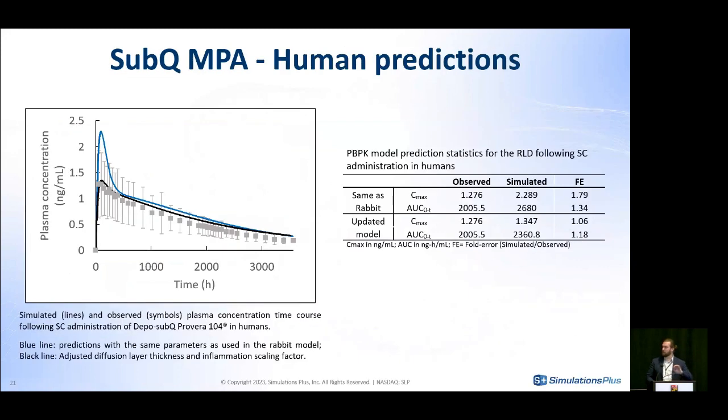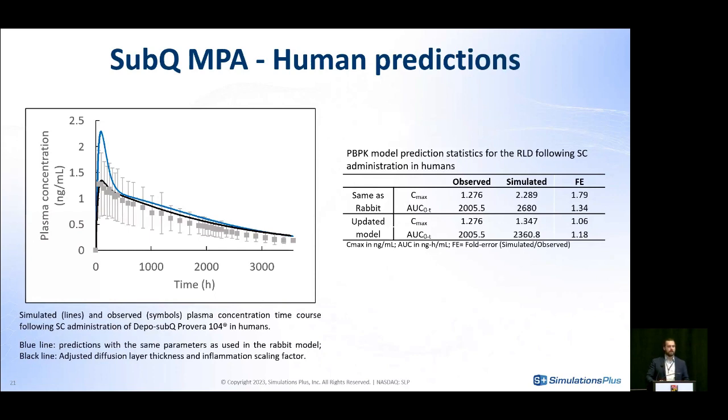And if you look at the blue curve first, that was the prediction we obtained when we used all of the parameters we had fitted based on the rabbit study. And once again, if you look at the table on the right, you can see the prediction errors are less than 2-fold, which for first-in-human application will be totally accurate.